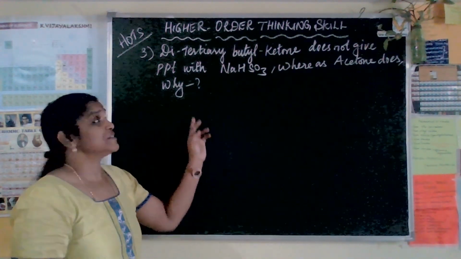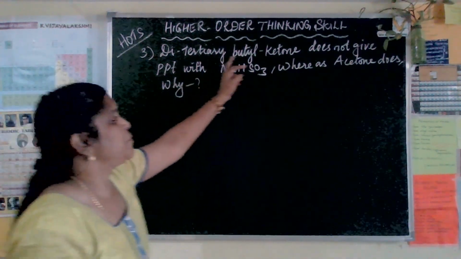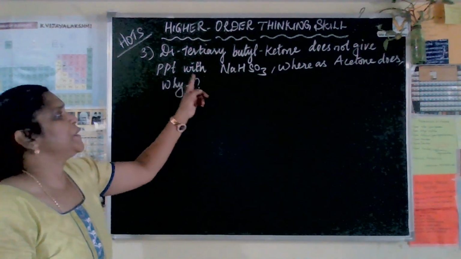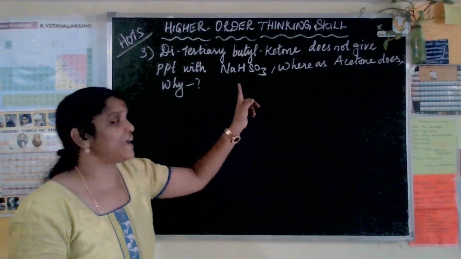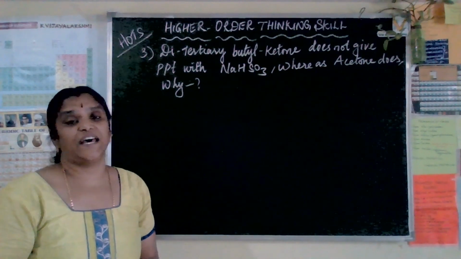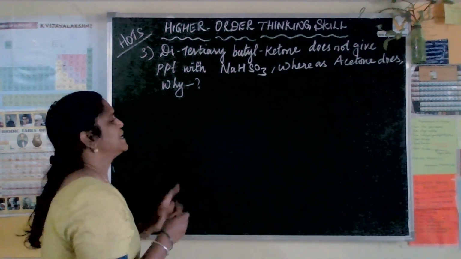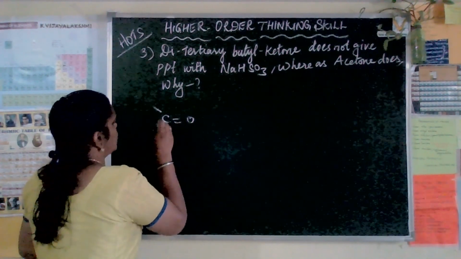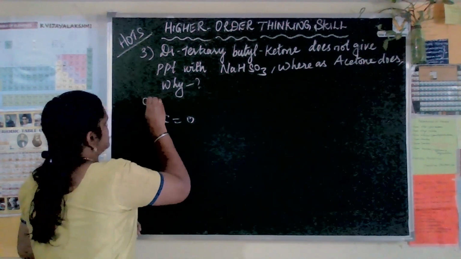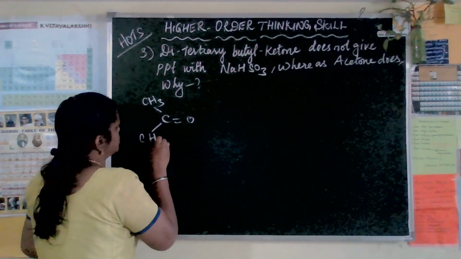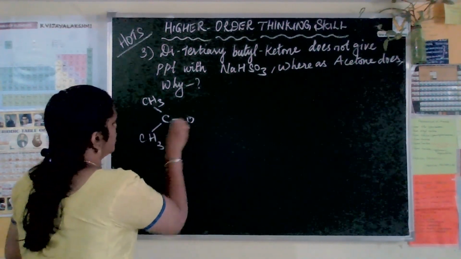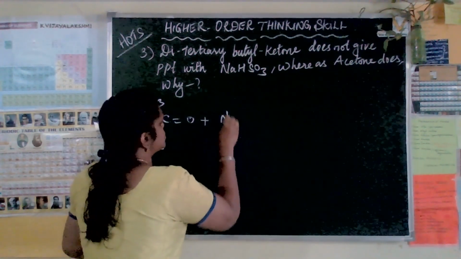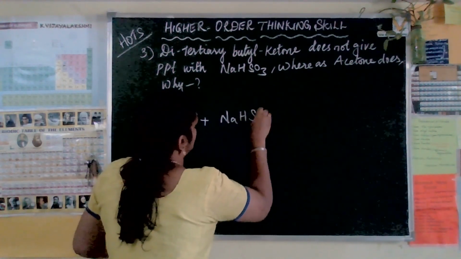Next, one more interesting question. Di-tertiary butyl ketone does not give a precipitate with sodium bisulfite, whereas acetone does. How is it possible? Yes, let us go for it. This is acetone, CH3, C double bond O, CH3. Now this reacts with the sodium bisulfite.